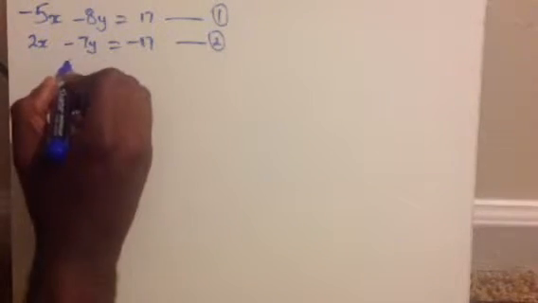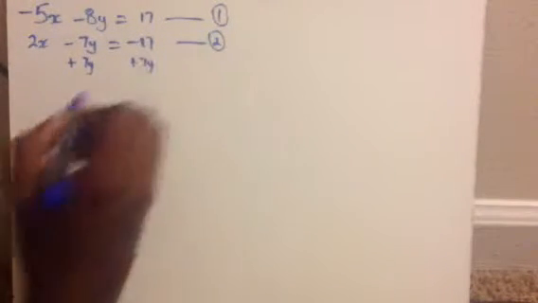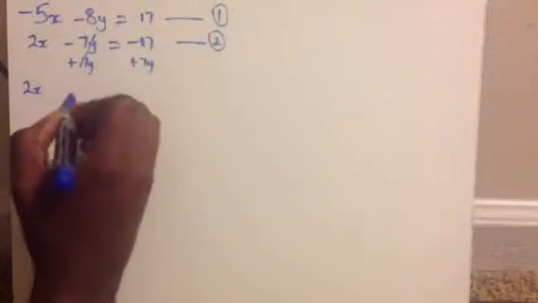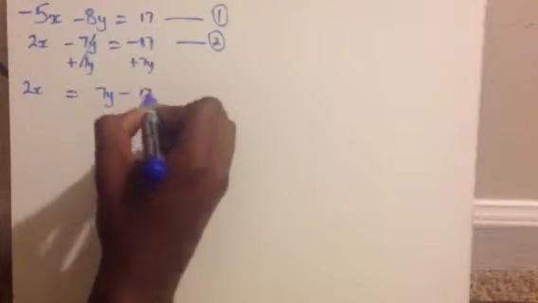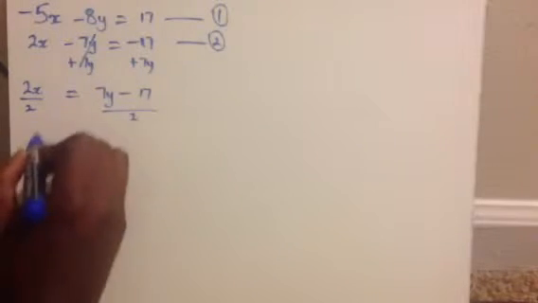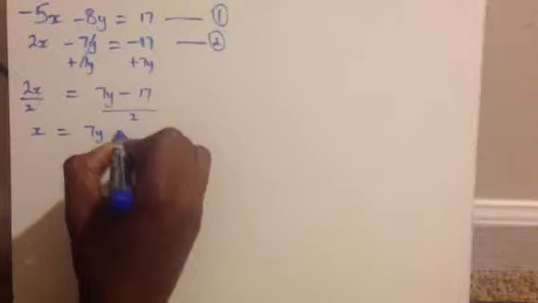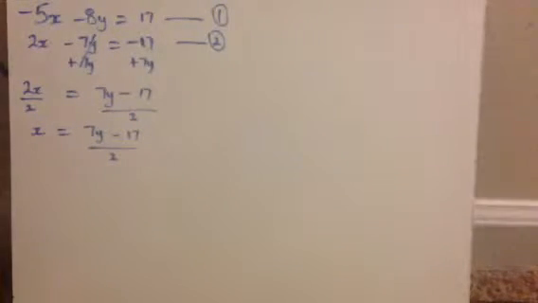So to do that, we add 7y to both sides. So now we have 2x, so 7y will cross out, equals 7y minus 17. And then we divide both sides by 2. So x will be equal to 7y minus 17 over 2. So now we've satisfied the first condition, which is isolating either x or y in either equation.